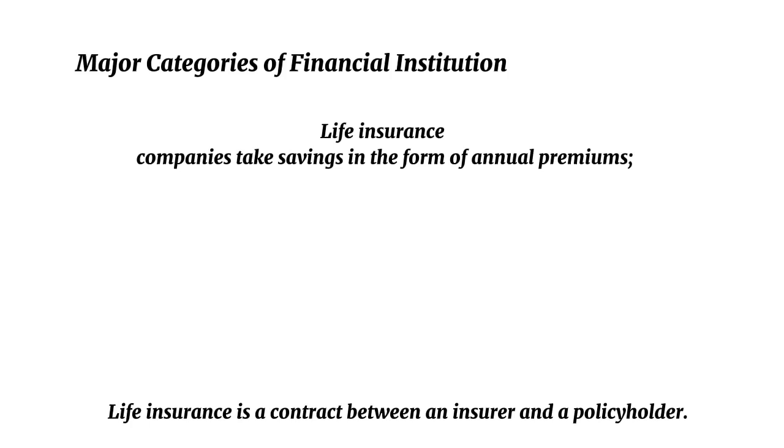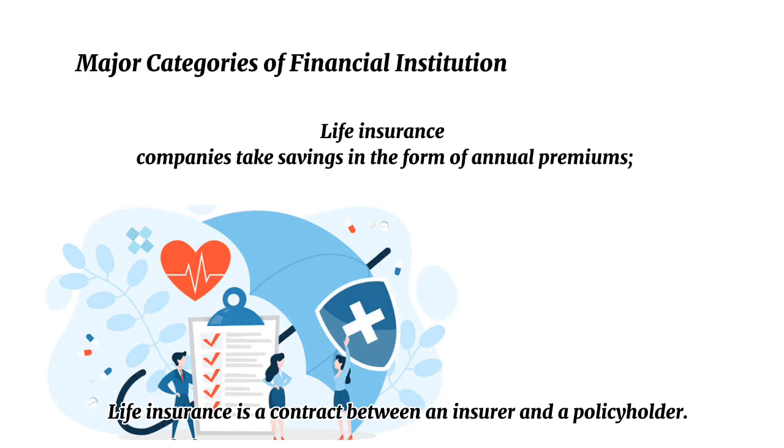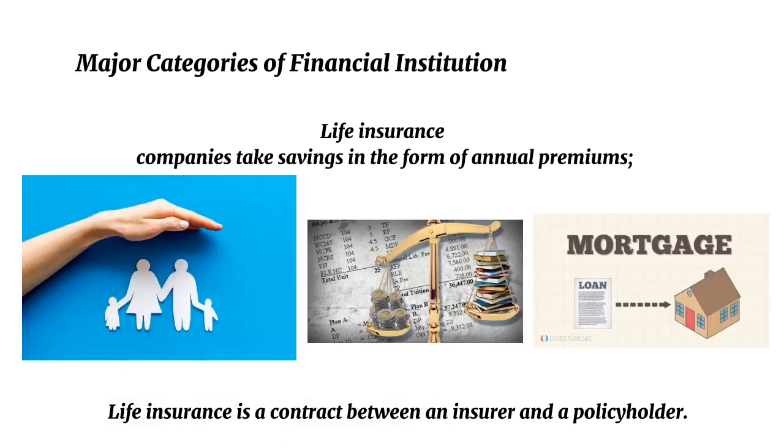Life insurance companies take savings in the form of annual premiums. About life insurance, it is an investment policy that you buy to cover your family from the financial ramifications of your passing. Life insurance is intended to offset your earnings in the case of your death, and often people purchase enough coverage to pay off a mortgage or to fund tuition costs for their children.